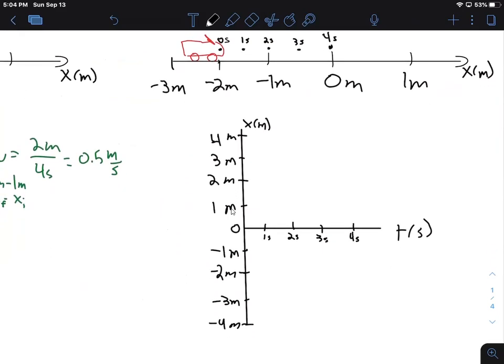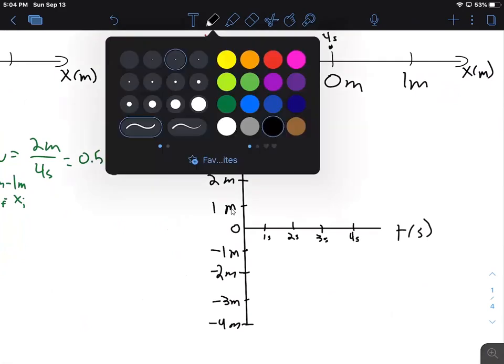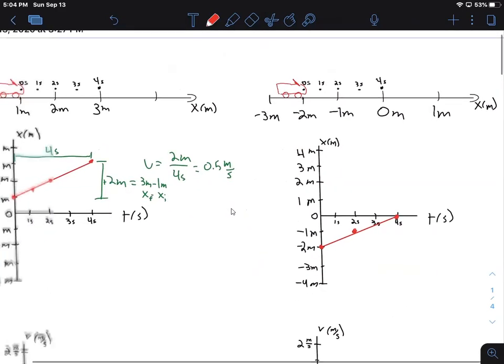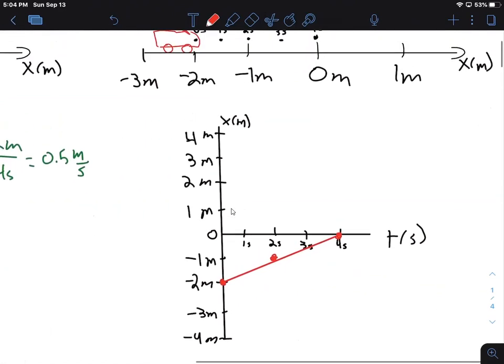In this case, my position versus time graph is going to look a little bit different. At 0 seconds, the buggy is at -2 meters. At 2 seconds, it's at -1 meter. At 4 seconds, it's at the origin. And I'll connect those with a line again. I'm not drawing perfectly to scale, but you get the idea here.